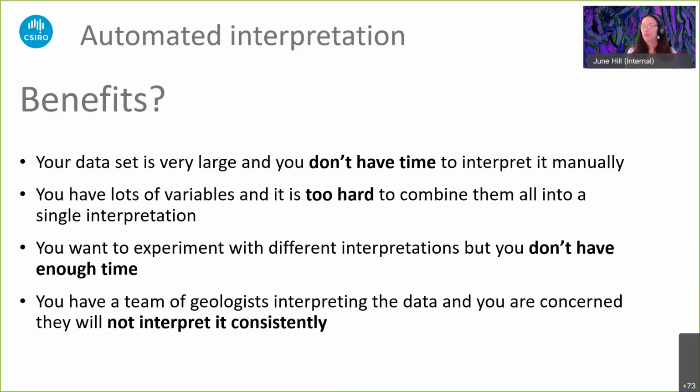If you have lots of variables, you can find it very hard to combine them all together into a single interpretation. You know, how do you plot them out? How do you visualize it to be able to actually integrate them all and do a simultaneous interpretation of them?